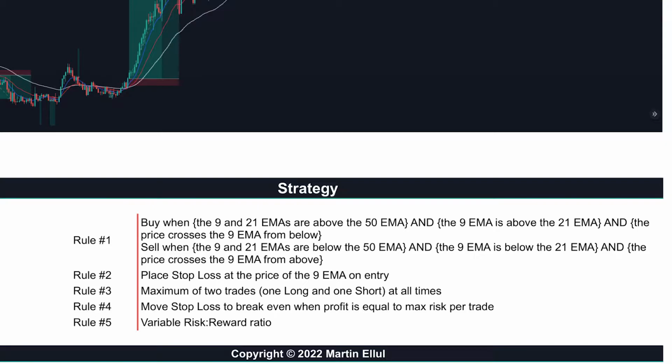So we place the stop loss at the price of the 9 EMA, and as soon as the open profit reaches the same amount that we're risking, which is 5% per trade, we move the stop loss to break even. And we exit when the price crosses the 9 EMA from below.